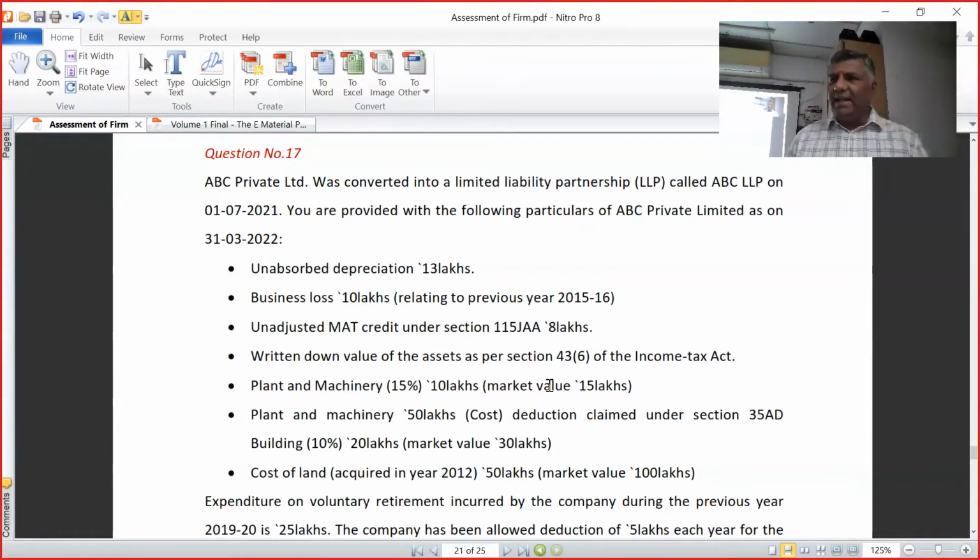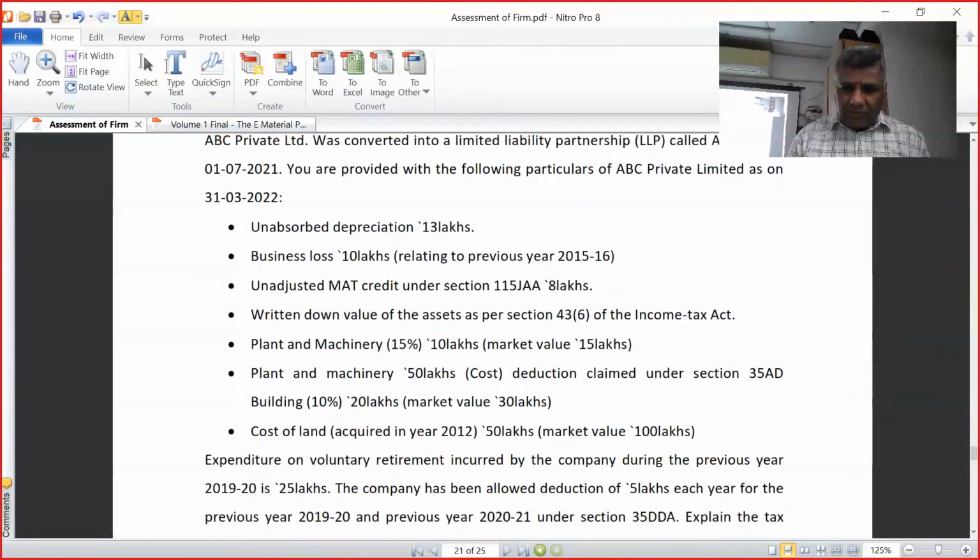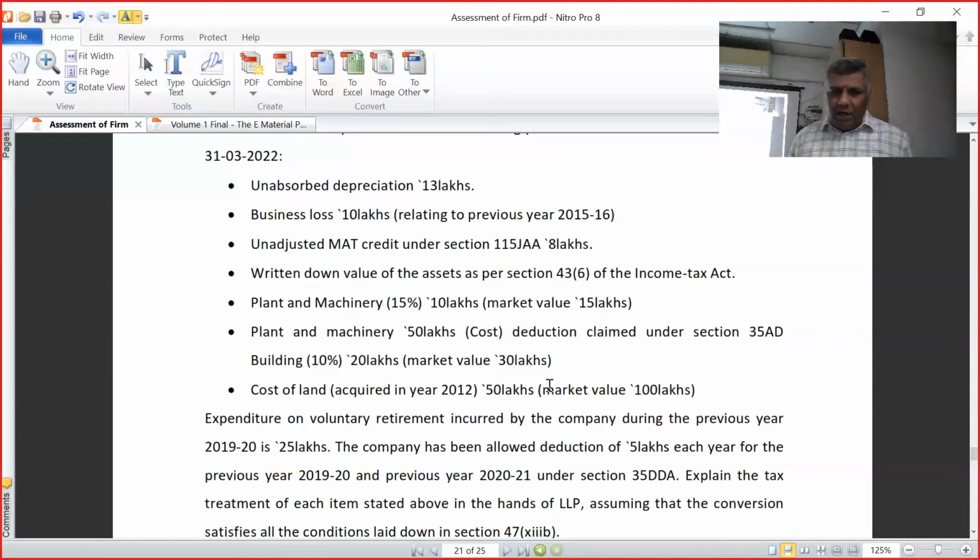Question number 17 is very similar to question number 15. ABC Private Limited was converted into an LLP from 1st July. You are provided the following particulars as on that date. Unabsorbed depreciation, business loss relating to 15/16, unadjusted MAT credit, WDV of plant and machinery, the market value, plant and machinery 50 lakhs cost, deduction claimed under 35 AD, and building 20 lakhs, market value 30 lakhs, cost of land acquired in 2012 50 lakhs, market value 100 lakhs.